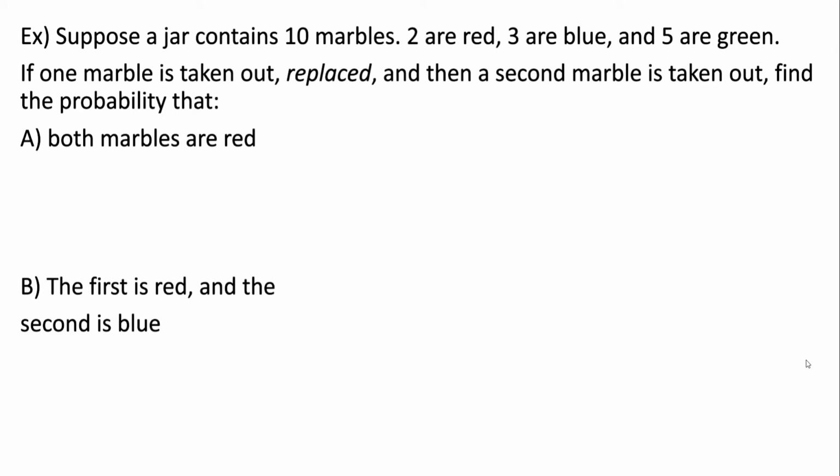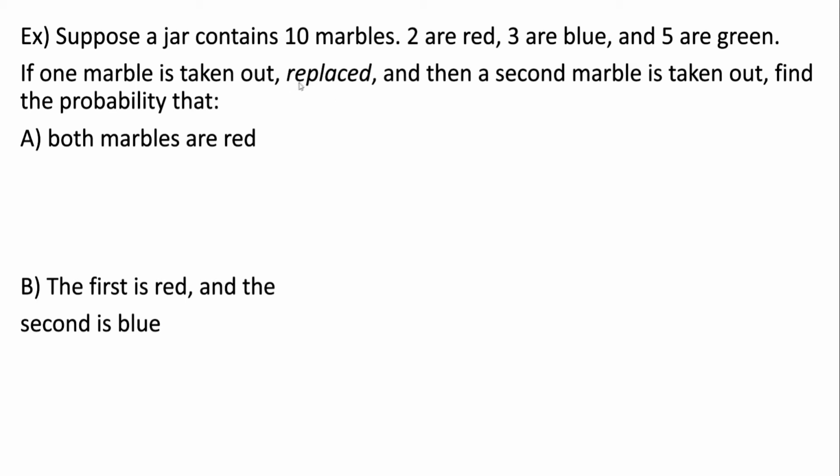Let's look at another type of example. Here we're being told a jar contains 10 marbles, 2 are red, 3 are blue, 5 are green. If 1 marble is taken out, replaced, and then a second marble is taken out, find the probability that A, both marbles are red, B, the first is red and the second is blue.